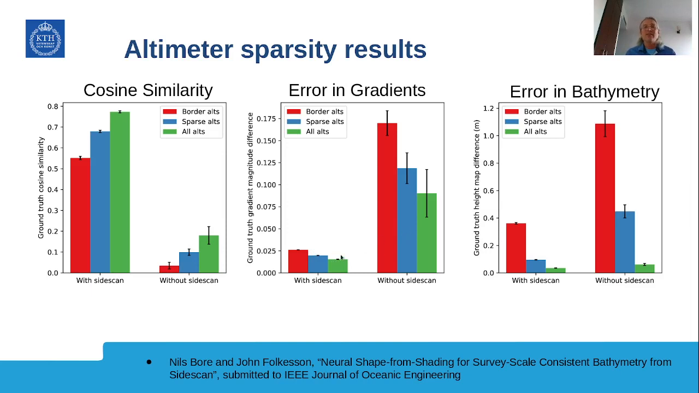This is the error in the bathymetry, the easiest one to understand. So here's like a 1 meter error in the bathymetry, and this is without sidescan. But if you use the sidescan, you can cut that down, even in the case of just those borders, to less than 4 decimeters.